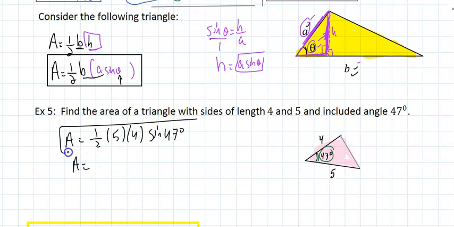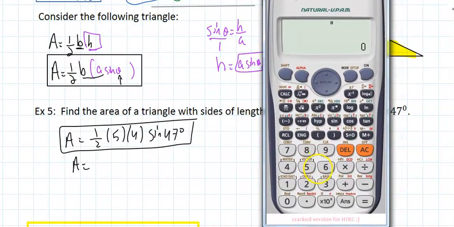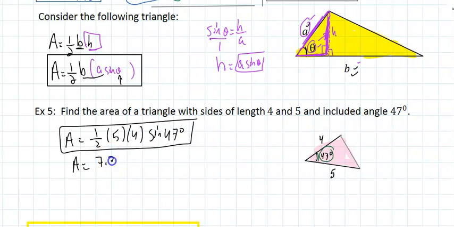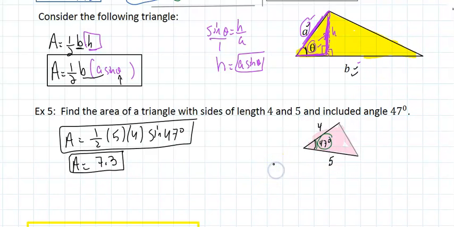Now, that's an exact answer. If you have a calculator, if you allow a calculator on the test, you would say, well, okay, let's take 0.5 times 5 times 4 times, am I in degrees? I am in degrees, the sine of 47 degrees. The area would be 7.3. Again, if you're not using this for anything else, 1 decimal will do. And if they gave me the units, if they would have said this was 4 inches or 4 meters or 4 feet, then I would have said the area would be the square of those. And that pretty much takes care of the rest of the section.